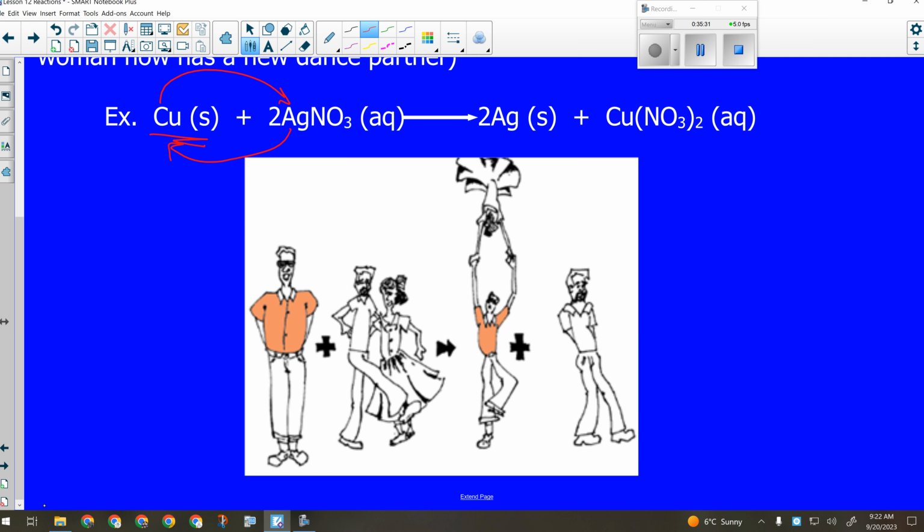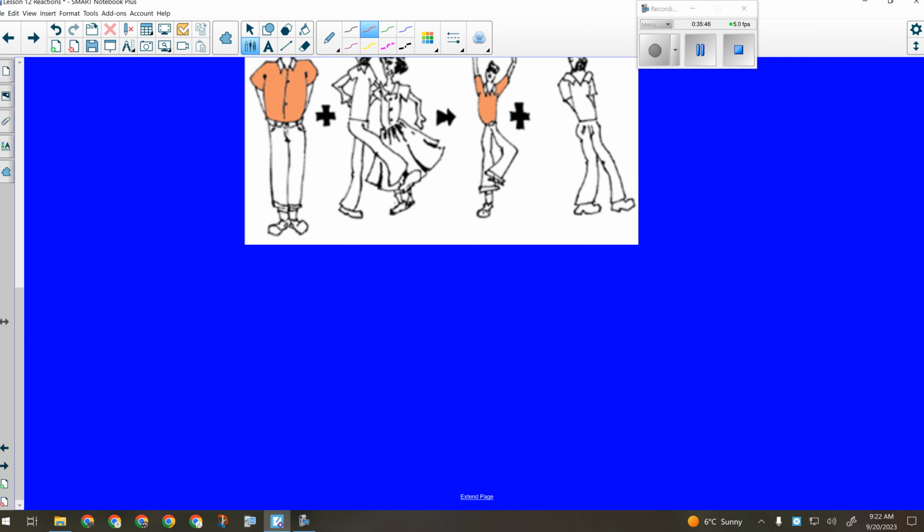Okay, let's look at one. On this one here, we had metal reacting with ionic compound. That gave us that the copper replaced the silver, so we ended up with silver by itself and then copper nitrate. The same could be true in a reaction that looks like this.